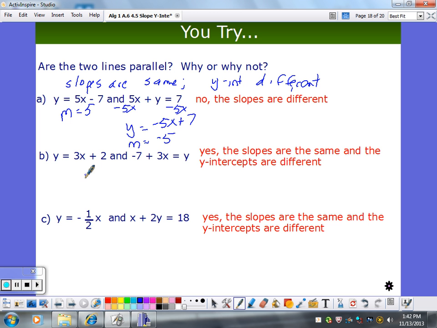Now what about this one? Here my slope is 3, and my y-intercept is 2. Now this one, all I did was rearrange it a little bit. I can turn this around, and I can even turn those around. That's what I did. m is 3, and b is negative 7. My slopes are the same, the y-intercepts are different, so these 2 lines are parallel.